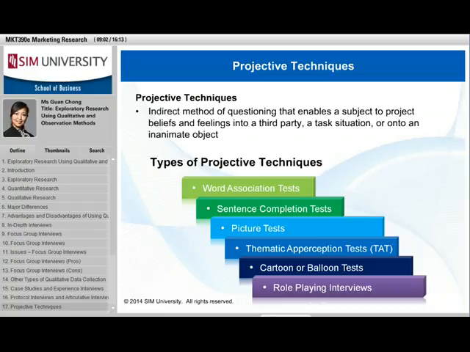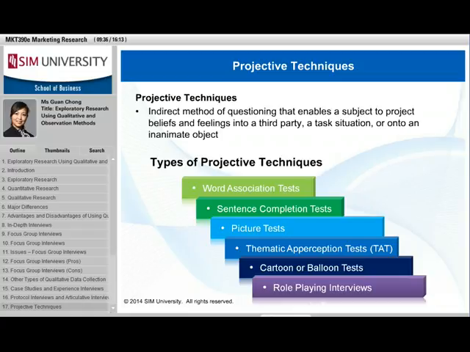A projective technique is an indirect method of questioning that enables a subject to project beliefs and feelings onto a third party, into a task situation, or onto an inanimate subject. A word association test is a projective technique in which the subject is presented with a list of words or short phrases, one at a time, and asked to respond with the first thoughts that come to mind.